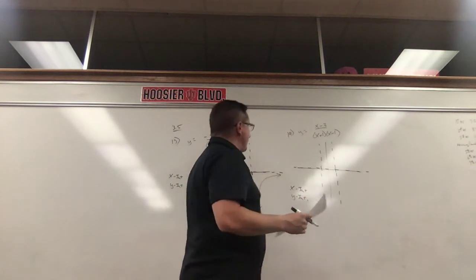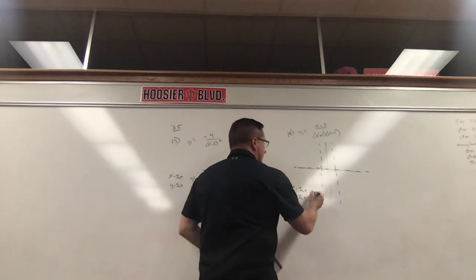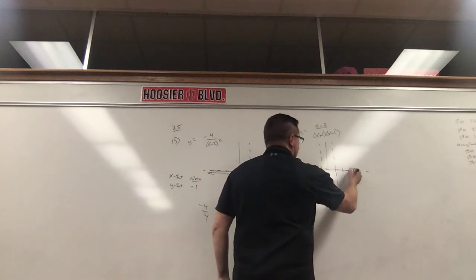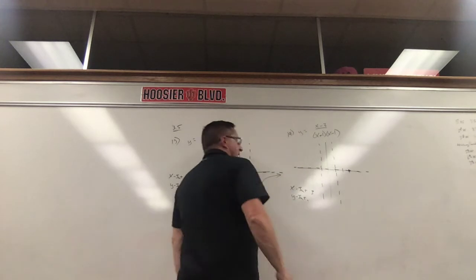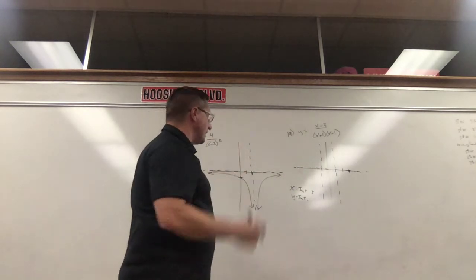For the x-intercepts, we plug in a 0 for y, or what makes the top 0? Same thing. X-intercept is 3. So we have 1, 2, 3. We have it right on there. Again, that's a little bit different. It's actually touching the intercept. Or, I'm sorry, the asymptote.